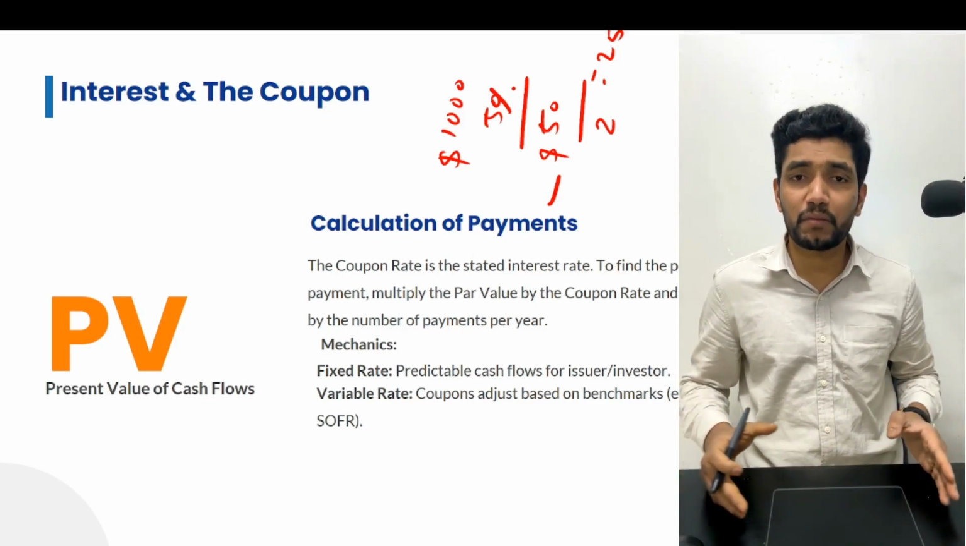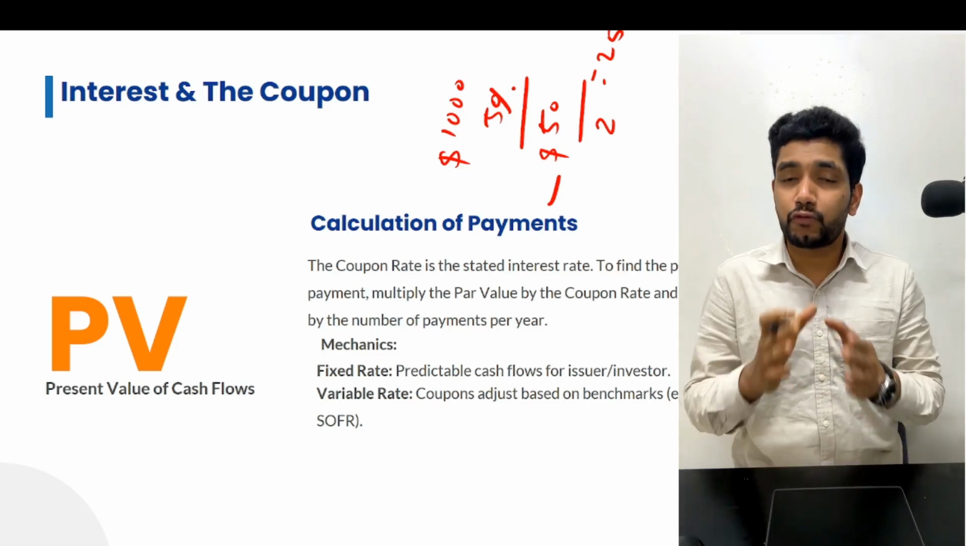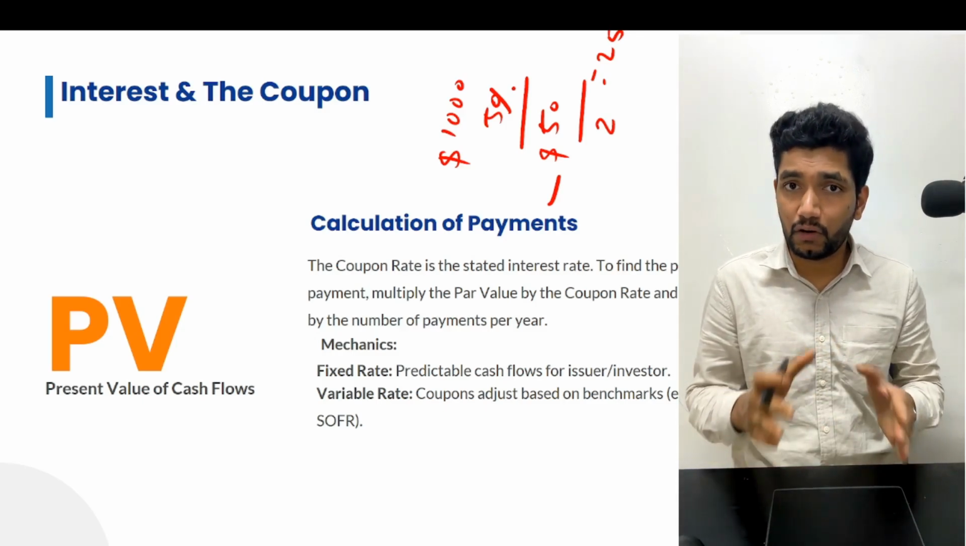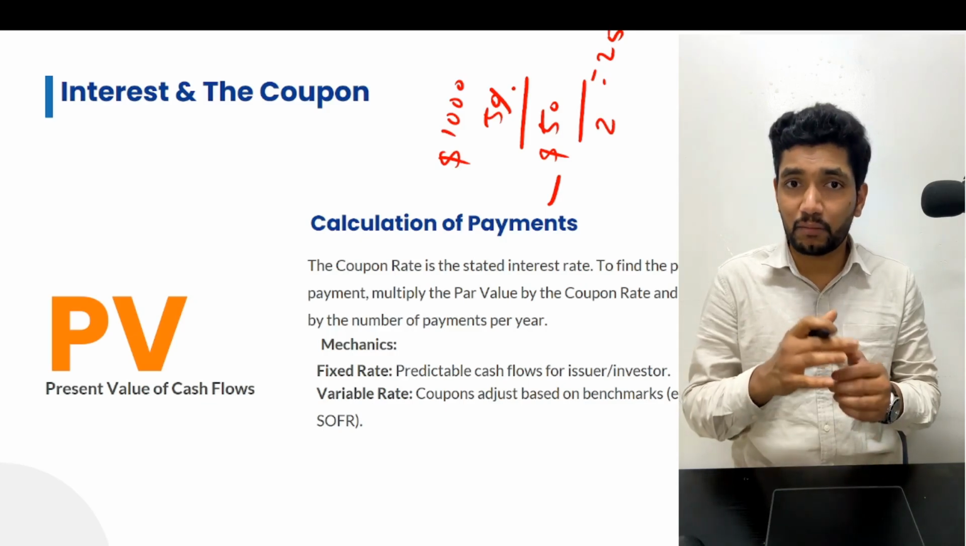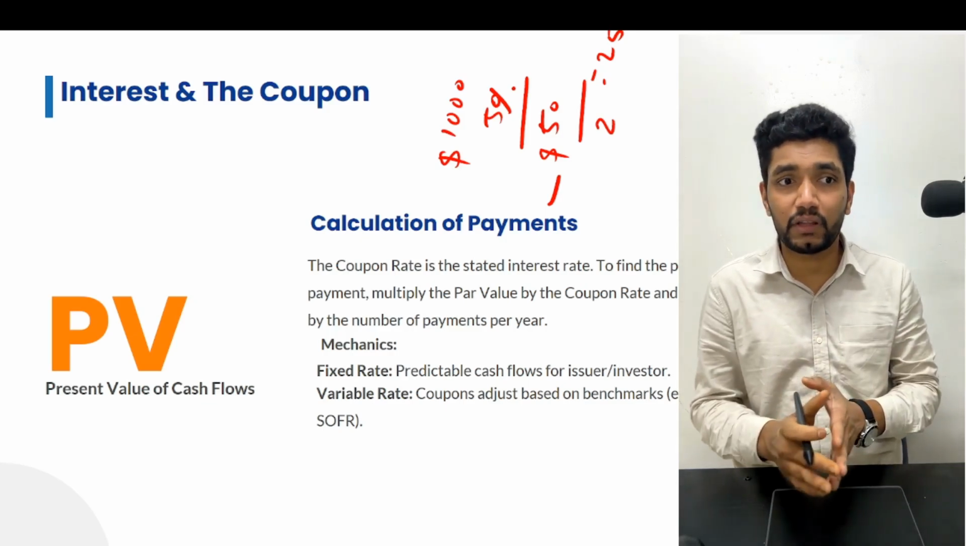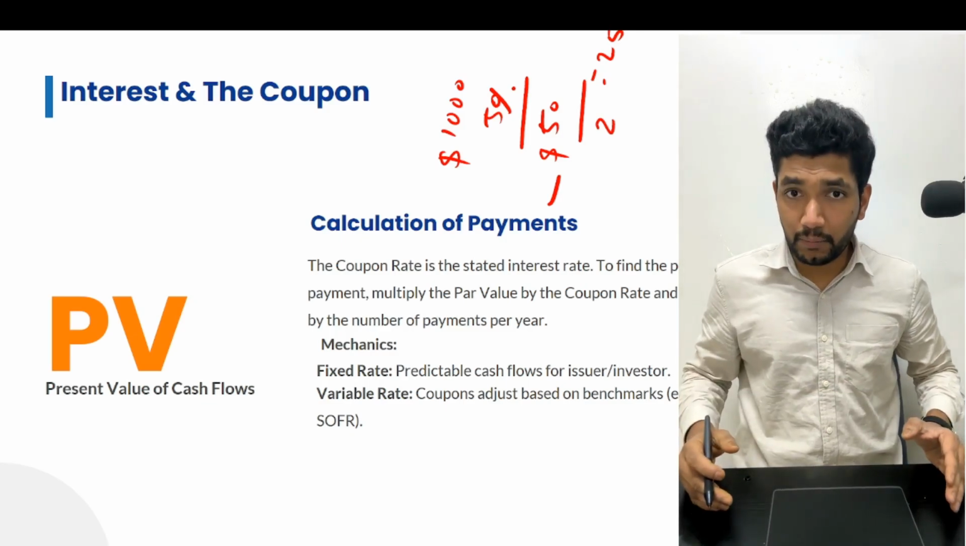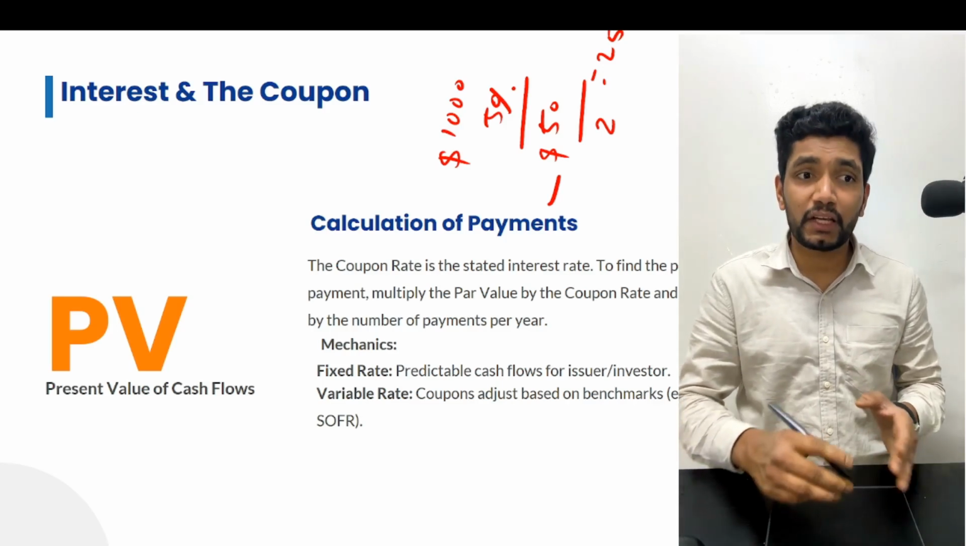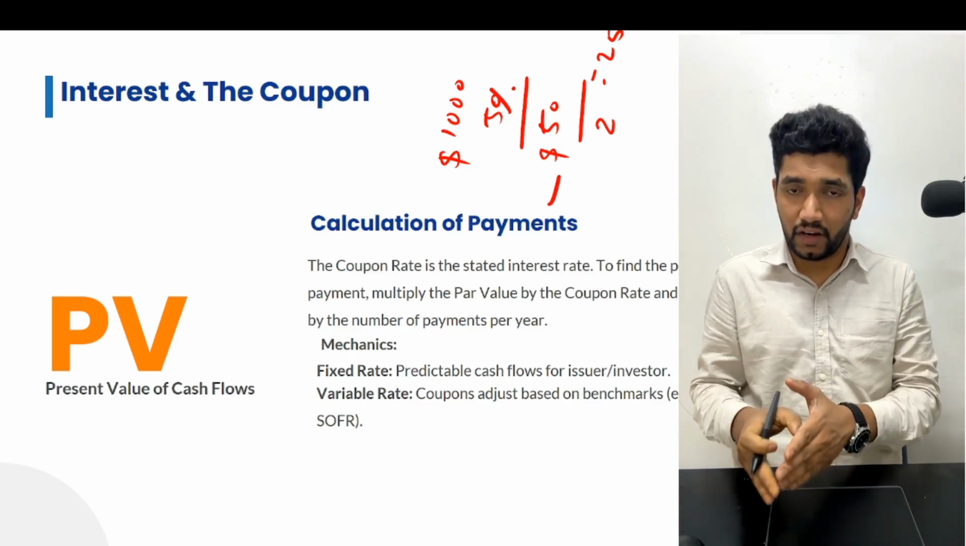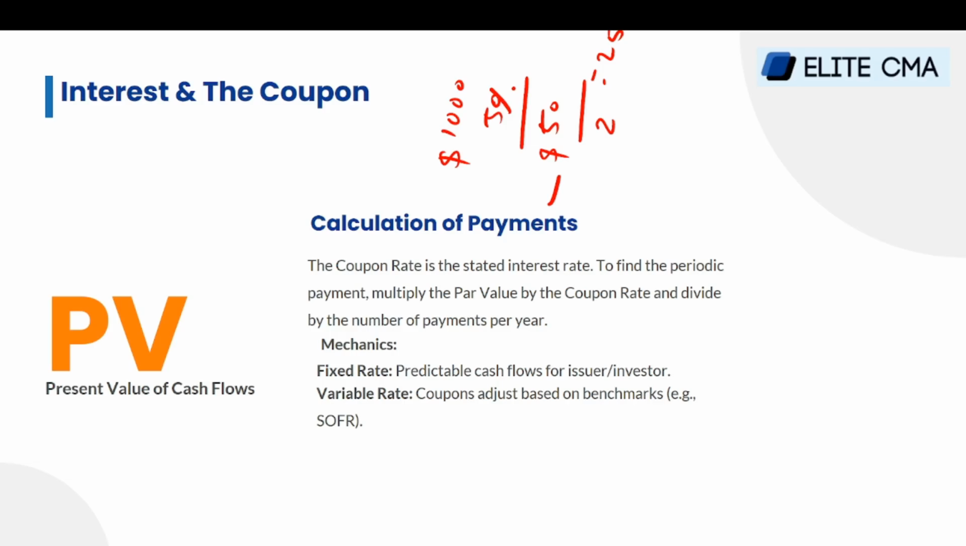So you can calculate the payment value. You have to fix the periodic or yearly payment by multiplying the interest rate with the face value. So to calculate the payment, first thing you have to multiply the par value with the interest rate. Then you will get the yearly dividend.